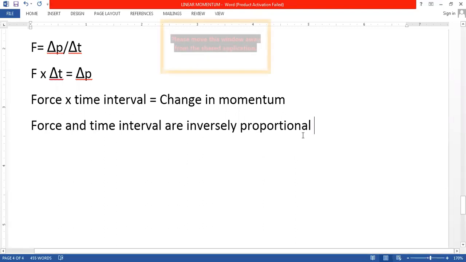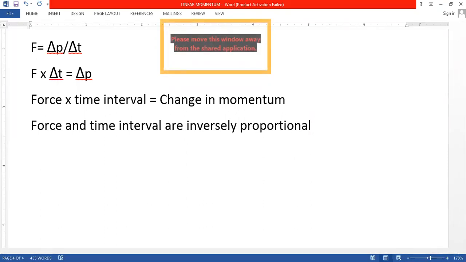Let me explain it to you with the example of athletes. An athlete often lands on sand, or you may find foam as well.